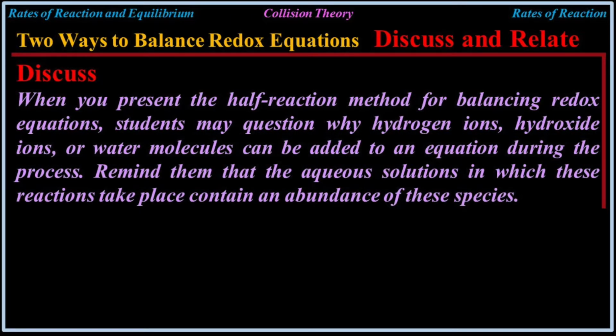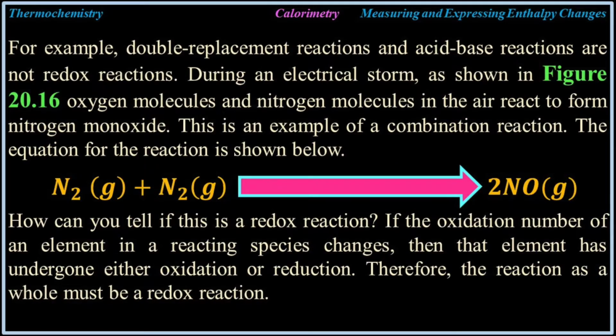When you present the half reaction method for balancing redox equations, students may question why hydrogen ions, hydroxide ions, or water molecules can be added to an equation during the process. Remind them that the aqueous solutions in which these reactions take place contain an abundance of these species.